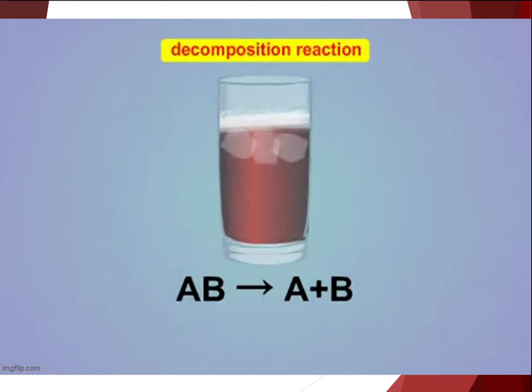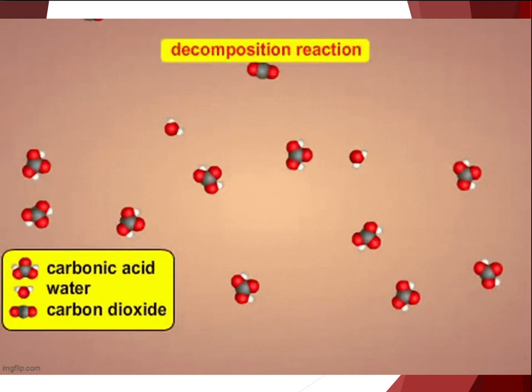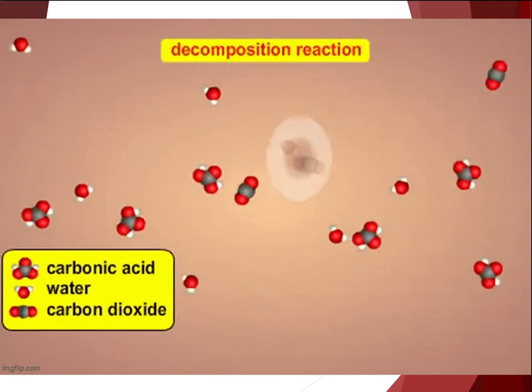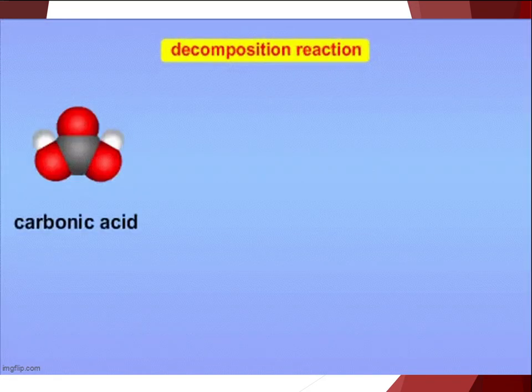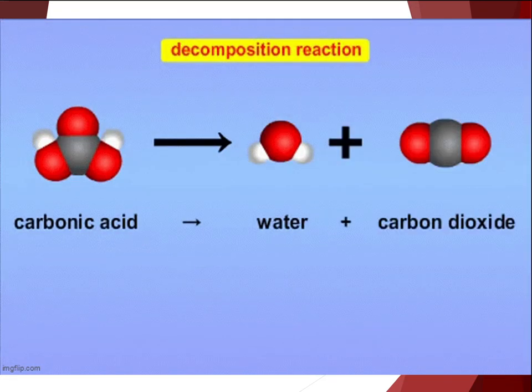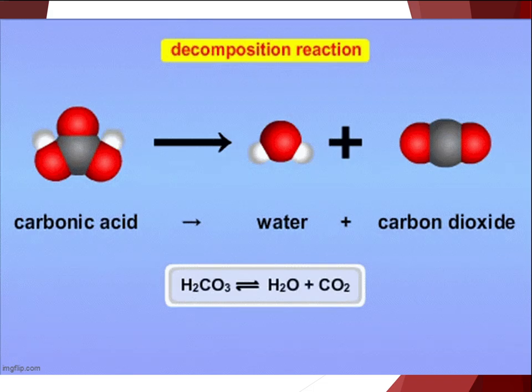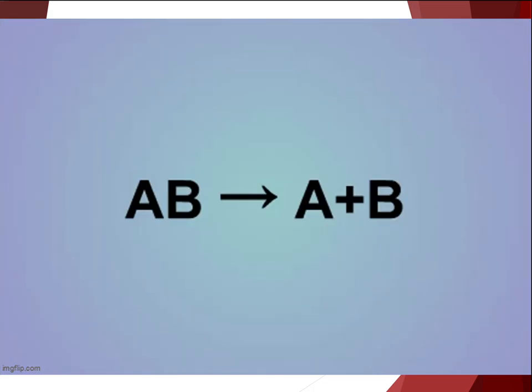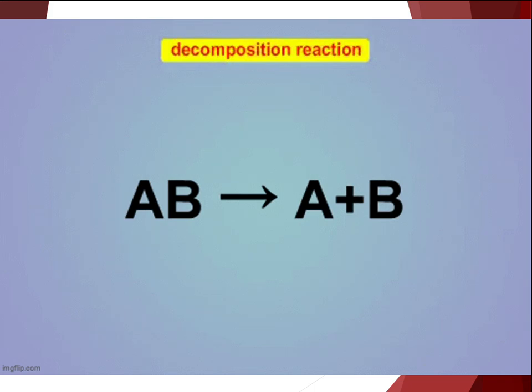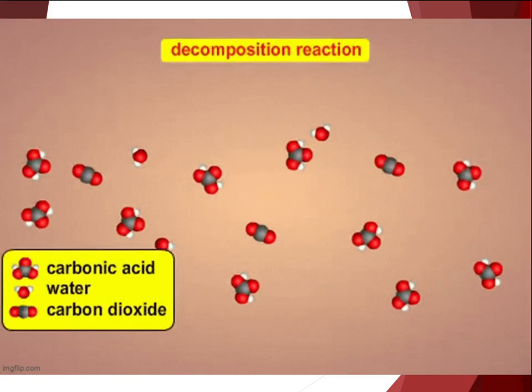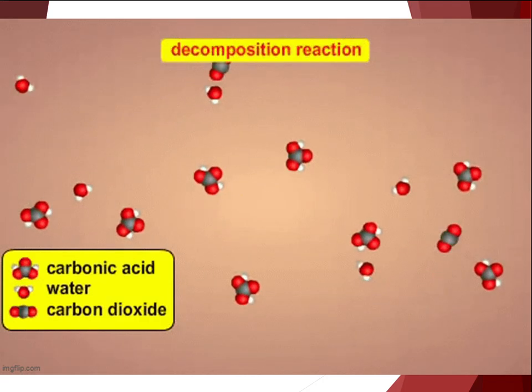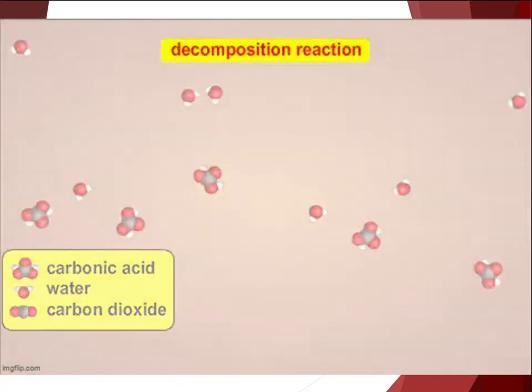Many decomposition reactions are the reverse of synthesis reactions. Therefore, in some cases, we can predict that a binary compound will decompose into its elements. Thus, sodium chloride can be decomposed into the elements sodium and chlorine. Water decomposes to form the elements hydrogen and oxygen.